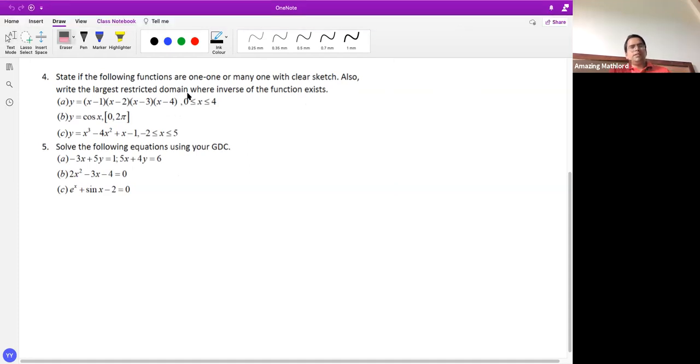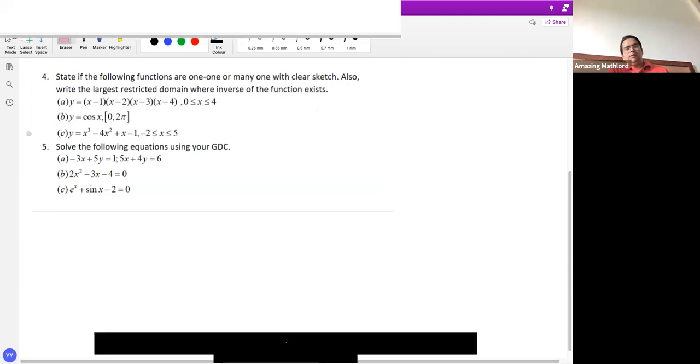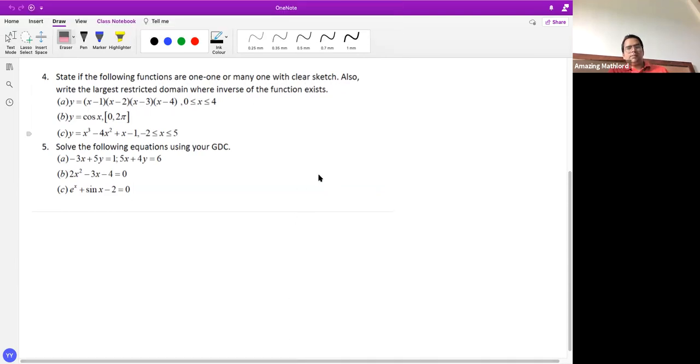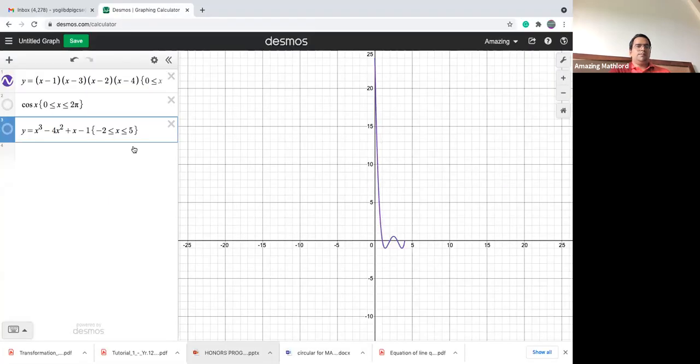So here the questions are stated: with the reason, whether the function is one-to-one or many-one, with a clear sketch, also with the largest restricted domain where the inverse possibly exists. So the first one which I'm taking is x minus 1, x minus 2, x minus 3, x minus 4 from 0 to 4. I have already plotted these graphs here on Desmos. So the first graph is x minus 1, x minus 2, x minus 3, and x minus 4 from 0 to 4. You can see here.